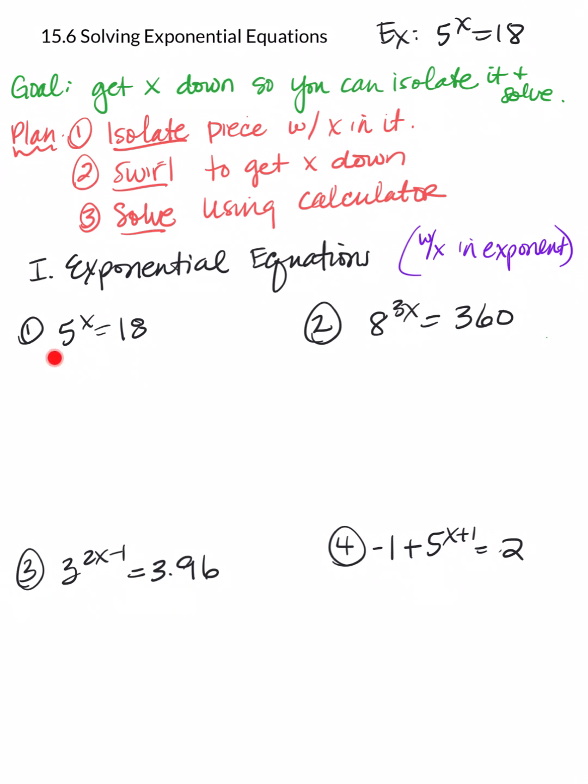When I do this, this is what it starts out as. X is up here. I need to get it out of the exponent to put it in the calculator to solve it. So I'm going to use the swirl. I'm going to do log with this as my base. Base 5 of 18 is equal to x. Now I'm going to show you how to enter this in the calculator with this different base. The log button in your calculator has a base of 10, but there is a way to make it log base 5. So hold on, here we go.